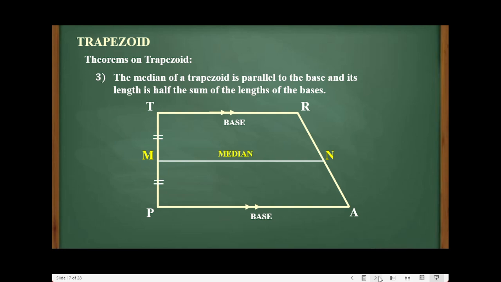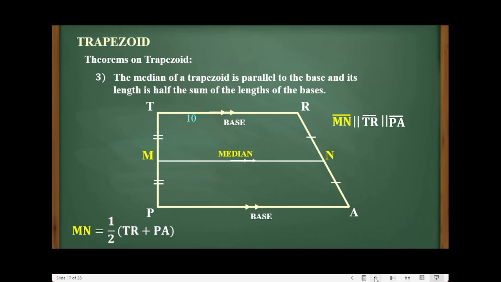So, MN is parallel to each of the two bases of this trapezoid. And at the same time, MN is 1/2 the sum of the lengths of segment TR and segment PA. So these two segments are the bases, or the parallel sides.